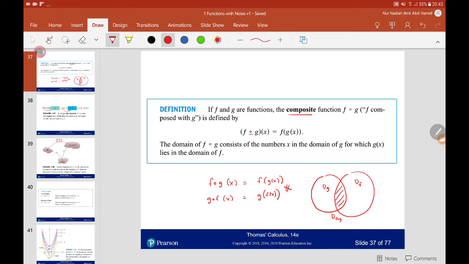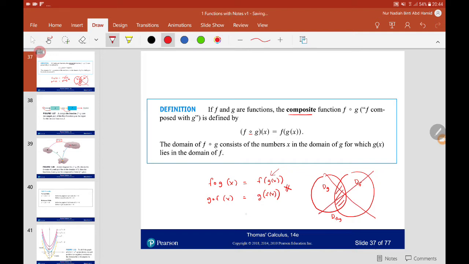Okay, so I said before that the domain, let's refresh the composite function first. Composite function is f small circle g, so it's called f composed with g, whereby the definition is like so, right? f small circle g equals f of g of x. So you have to evaluate g first, and then evaluate f, right? So the domain is not the intersection of the domain of g and the domain of f. Okay, so I'm wrong. So this is wrong.